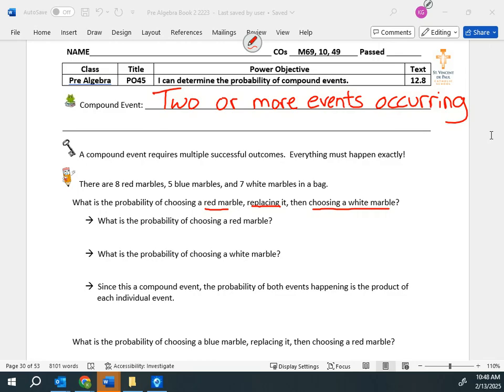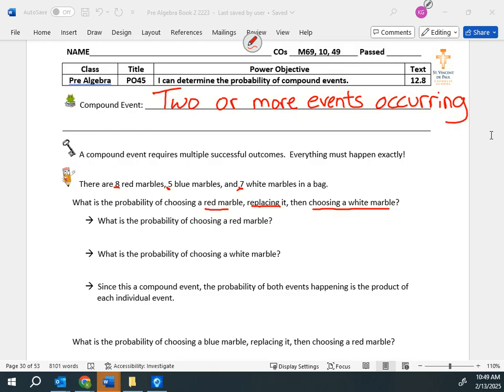What's the probability of our first event, Robbie? 36%. Not percent. Give me the fraction for it. 9 out of 25, if you're rounding it down. How many marbles are in our bag? There's 8 red, 5 blue, and 7 white. How many is that? 22. Wait. Try it again. 8, 5, 7. Oh, 20. So that's the first thing we have to do, figure out how many total outcomes there are.